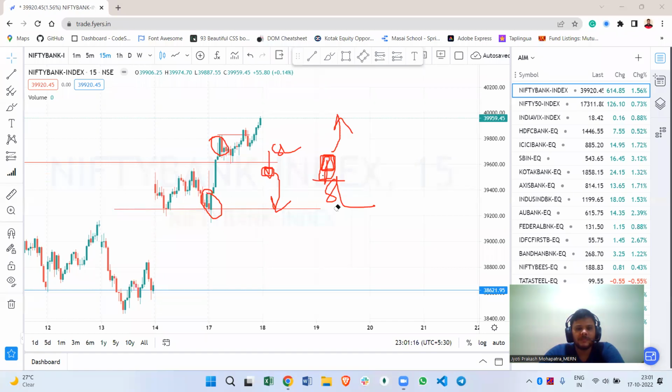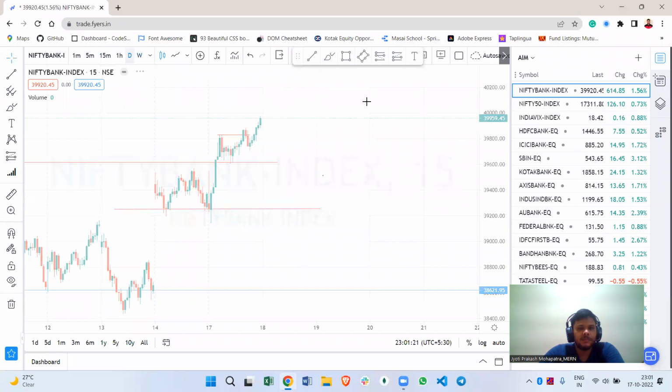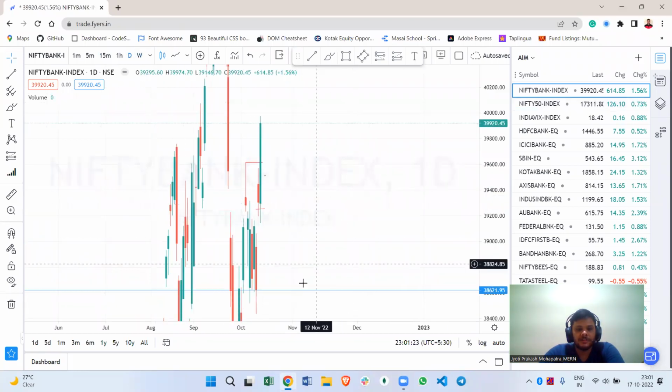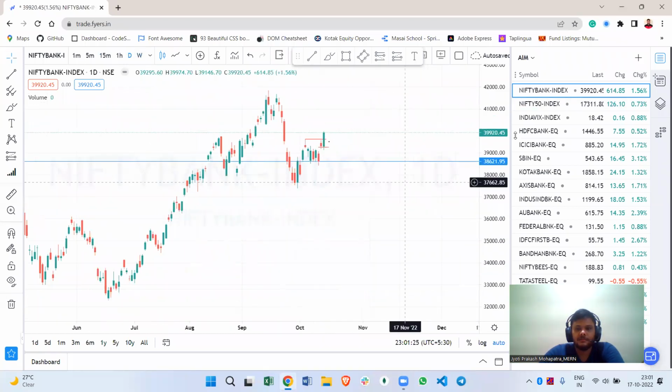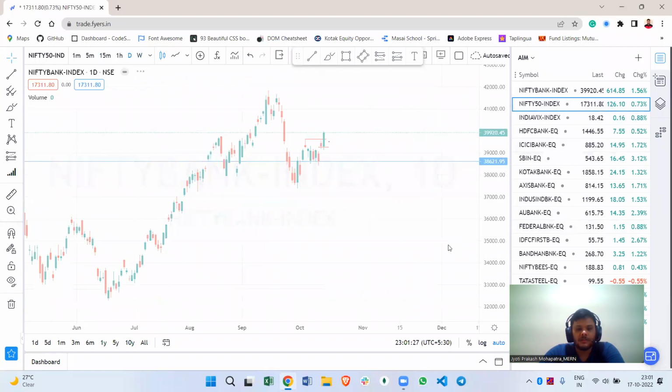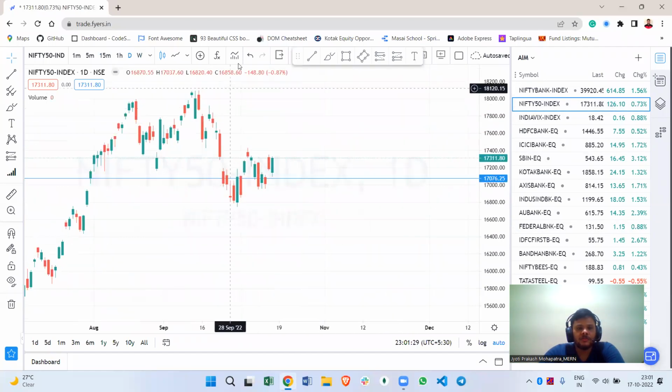Okay. Now let's look into Nifty. Here you can see that Nifty also made some positive movement. Nifty opened gap down. After that, it made some mid low around 17,100, and after that, it continued to go up almost 200 points.